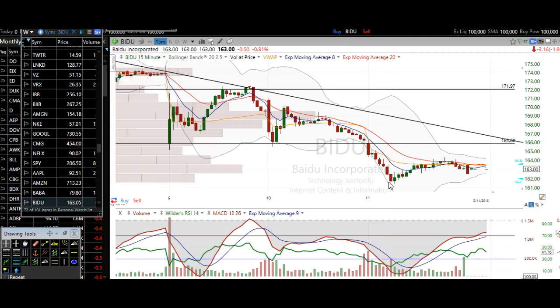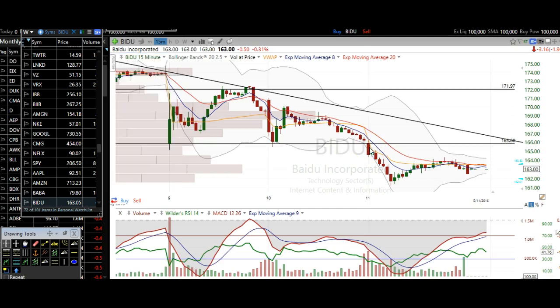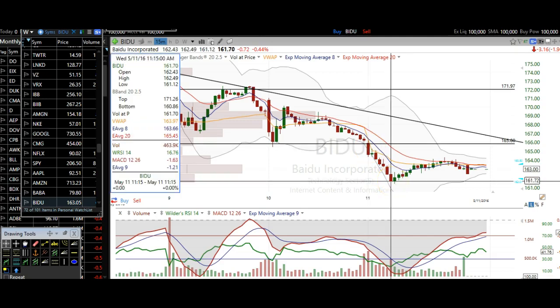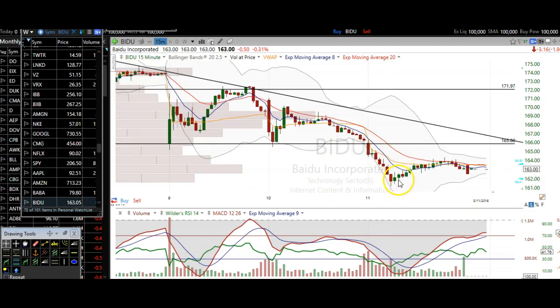And the reason, again, this is the high of the day, the high of this candle is at 166.27. The low of the day is 161.12. Okay, so the range was just about $5. So that's exactly why we sold near the lows. That's not luck. Okay, it's because we know the average range.